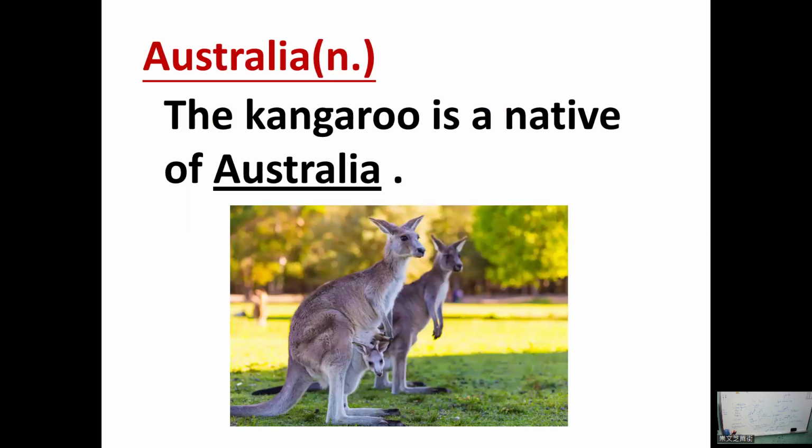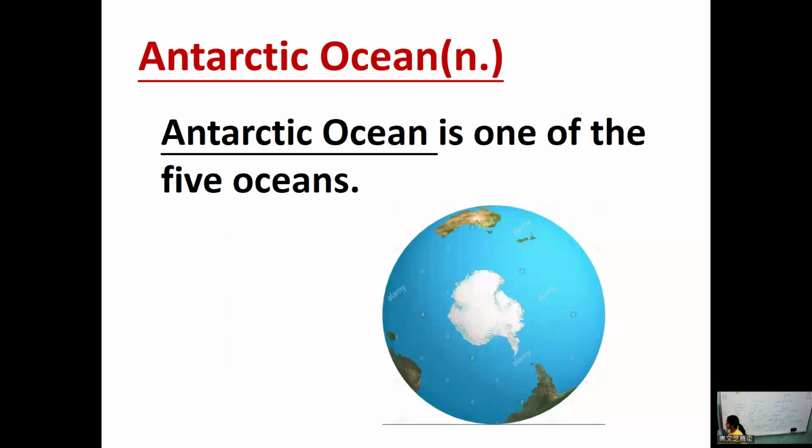Next, we have Australia. So this is Australia. It is the smallest continent. Australia is famous for its kangaroos. When you say Australia, there are a lot of kangaroos there. If you were driving a car and then here comes a kangaroo jumping.